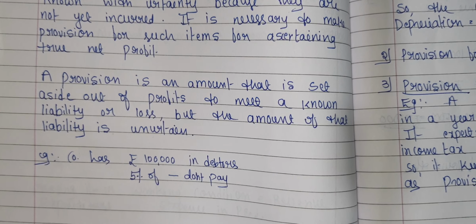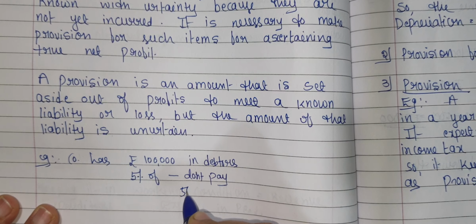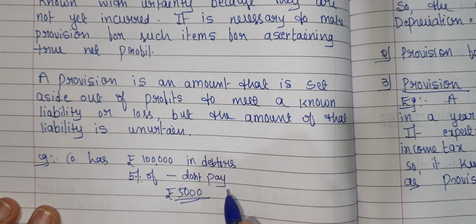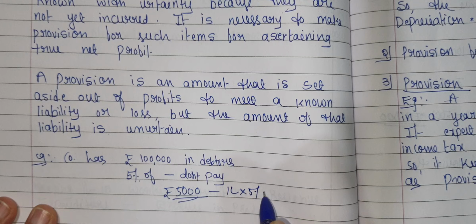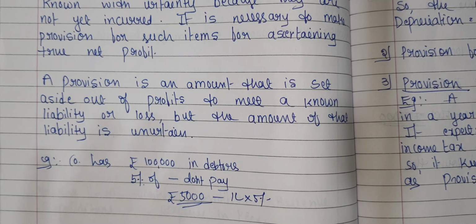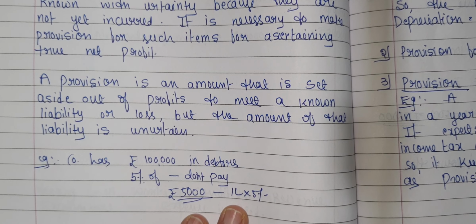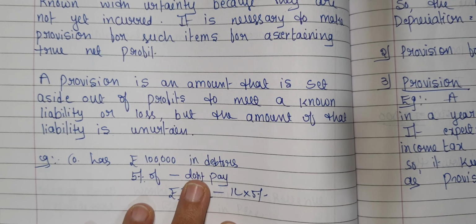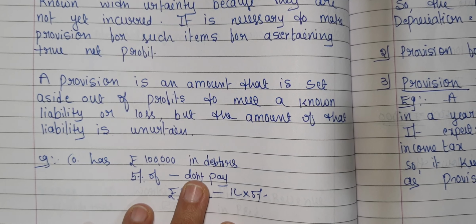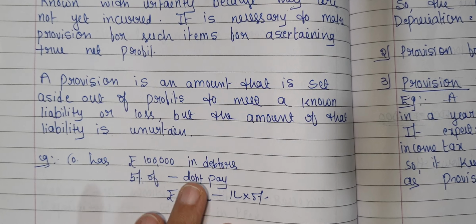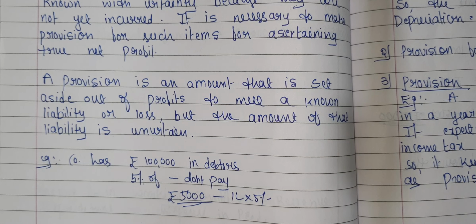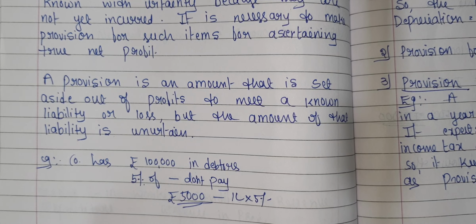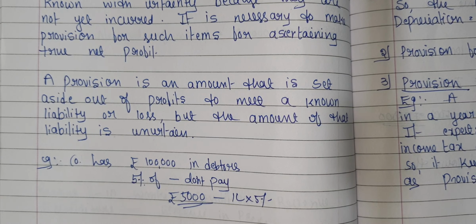How much will they create the provision for? That is rupees 5,000, means 1 lakh into 5%. Clear? Here in this example, the company has rupees 1 lakh in debtors and based on past experience, about 5% of them usually don't pay. So now the company creates a provision for doubtful debts.